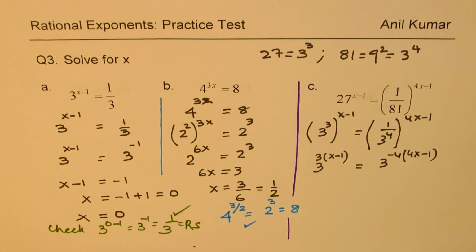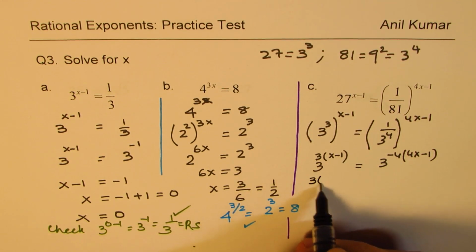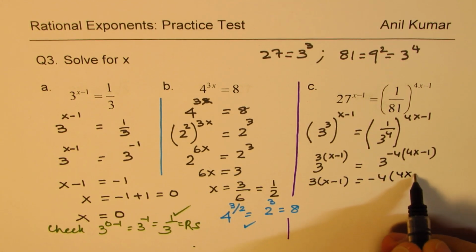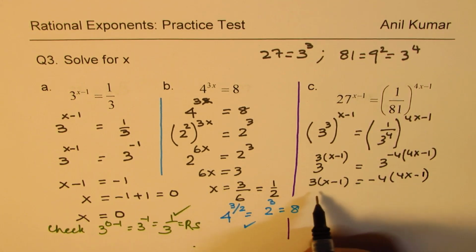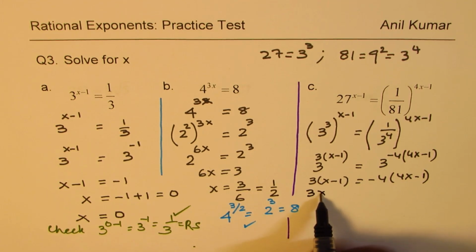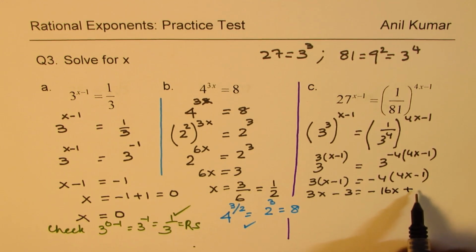So let's do it. We have 3 times, so let's open the bracket. Okay, we'll do it in 2 steps. And minus 4 times 4x minus 1. So that gives you 3x minus 3 equals minus 16x plus 4.